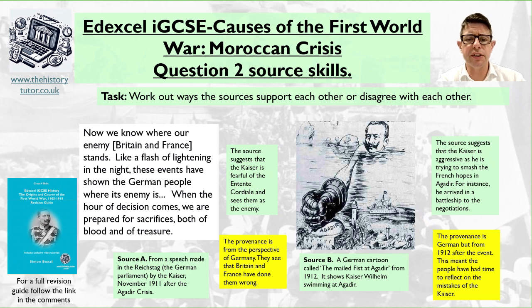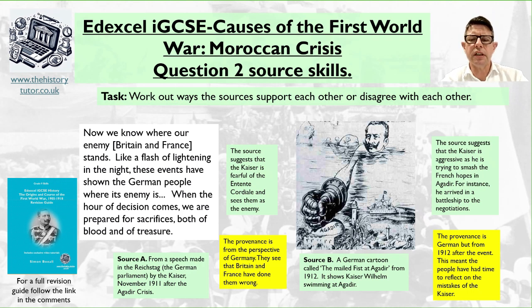So it's a speech in the Reichstag very much by the Kaiser and his perspective. He is trying to convince the Reichstag that perhaps they need to prepare for war. B is again a German cartoon, so it's very much the provenance is German, 1912, after the event. It's meant that people have had time to reflect on the mistakes maybe of the Kaiser. They think maybe he's been too aggressive perhaps, or maybe they're happy with his aggression.